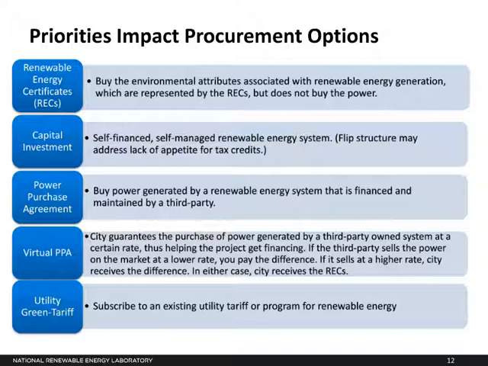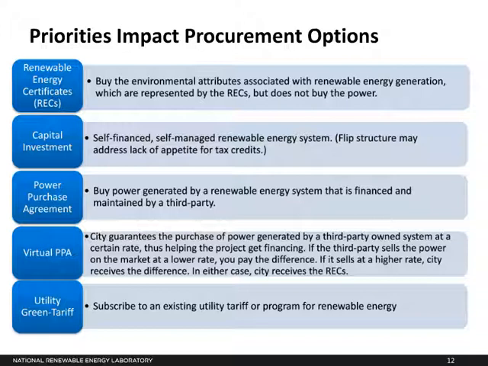A virtual PPA is a slightly different type of agreement. The way it works is that a city would agree to purchase power generated by a third-party owned system at a certain rate, thus helping the project to get financing. If the third party sells the power on the market at a lower rate, then you're going to pay the difference. If they sell the power at a higher rate, then the city or the county receives the difference. And in either case, the city will receive the RECs from that generation. The last option listed here is perhaps the simplest, and that's subscribing to a utility tariff that provides green energy, typically for a premium.